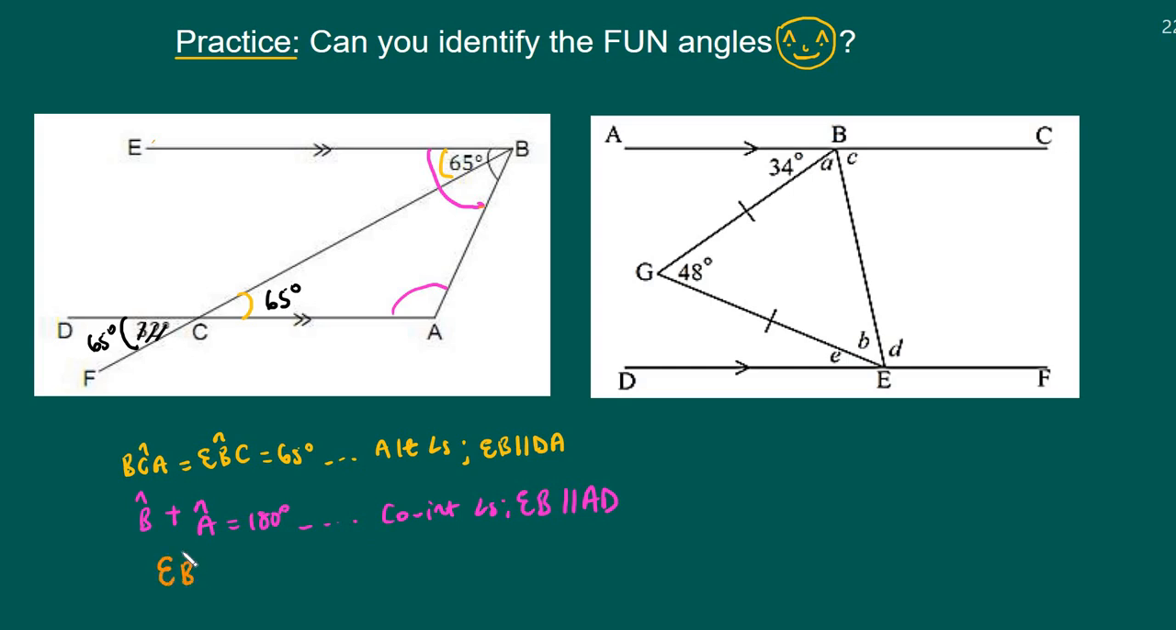EBC, right? EBC, which is the 65. We can say it's equal to DCF, and both should be 65 degrees. Why? Those are corresponding angles because EB is parallel to AD. Okay, good stuff. So this one and this one, they are corresponding angles.